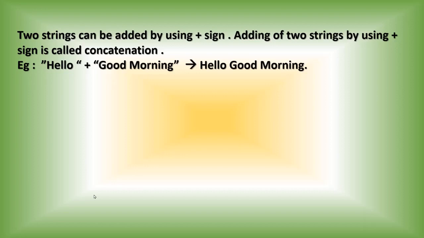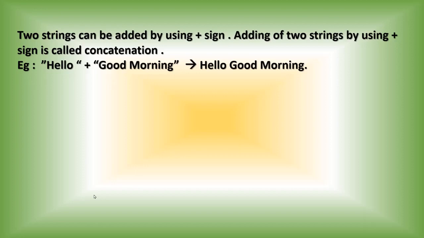Till now what we studied about adding 2 numbers, 2 integer numbers or 2 float numbers. You can add 2 numbers by using the plus sign. Here what I am going to say, 2 strings can be added by using the plus sign. So adding of 2 strings by using the plus sign is known as concatenation. Concatenation means adding 2 strings by using plus sign.